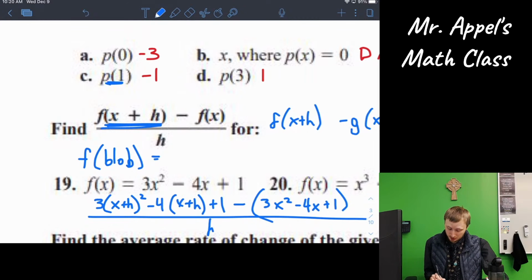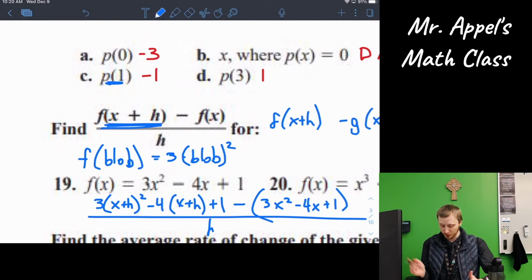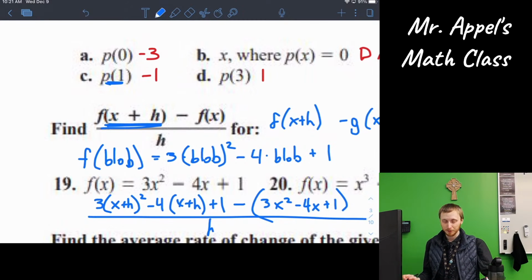Okay, you said so. 3 times blob squared, except that doesn't really look quite right. So we put it in parentheses, just so we know that's the whole blob squared, not just the b on the end. All right, minus 4 times blob plus 1. All right, there, I did it. I did f of blob. Are you happy now? All right, and it looks ridiculous. It absolutely looks ridiculous. This is completely meaningless nonsense.